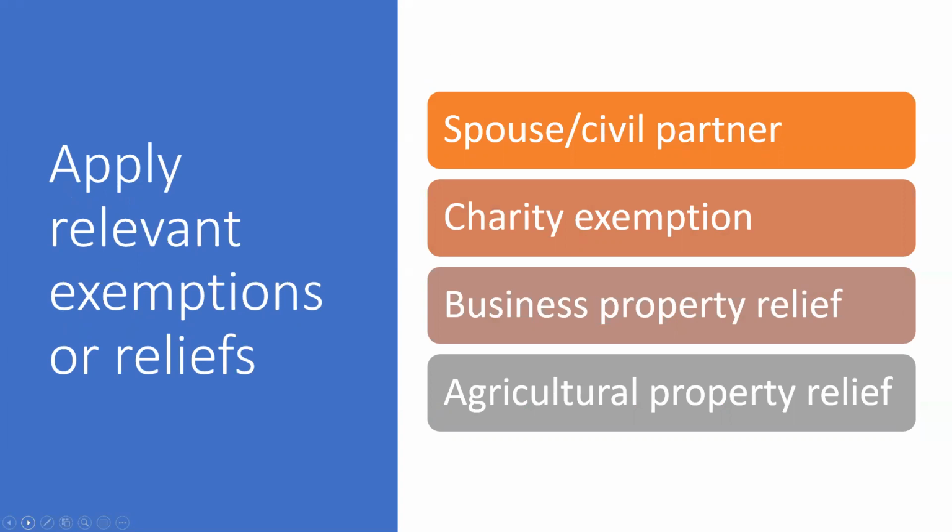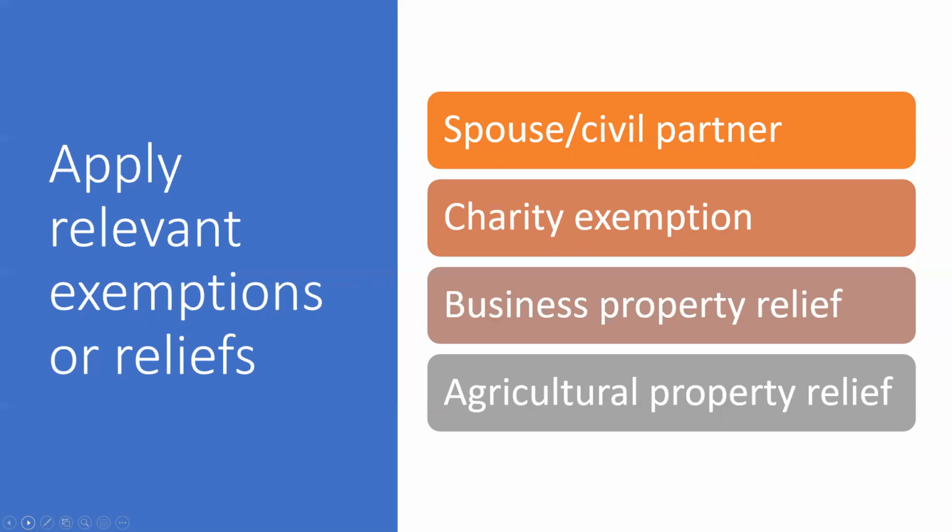So the first one to look at is the spouse or civil partner, and any assets which are going to the spouse or the civil partner are completely exempt from inheritance tax. There'll be no charge to inheritance tax if you're leaving assets to your spouse or your civil partner, but not just to a cohabitee. So you've actually got to have formalised that relationship either by marriage or by entering into a civil partnership.